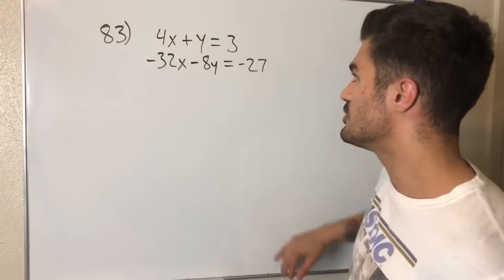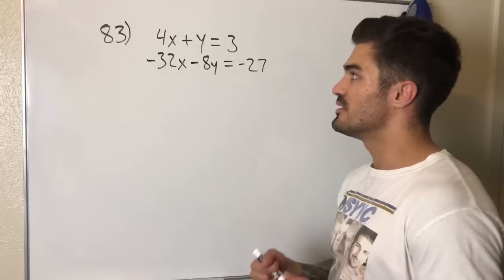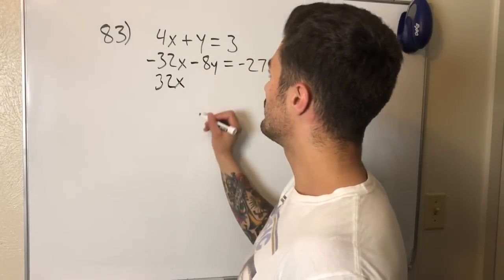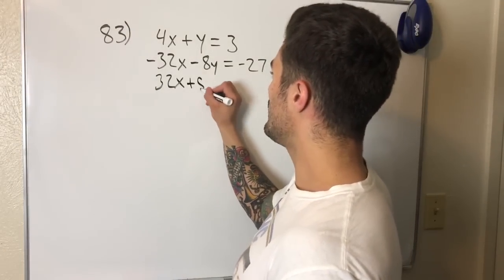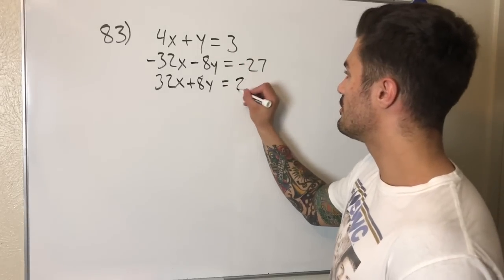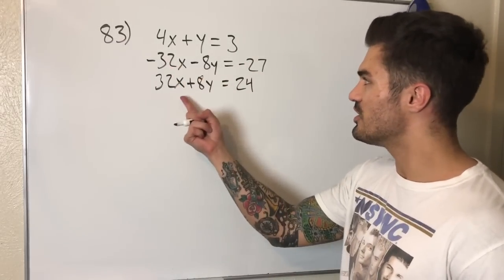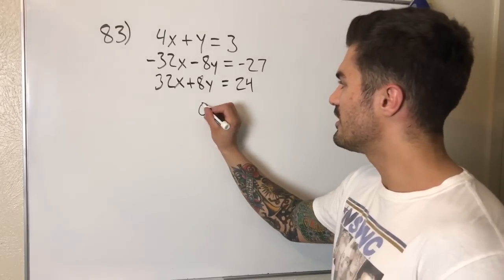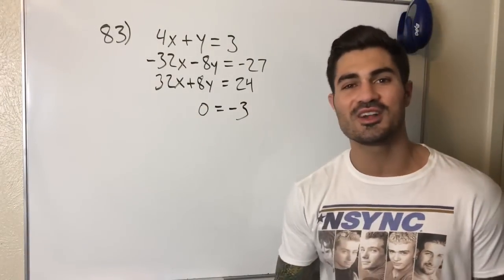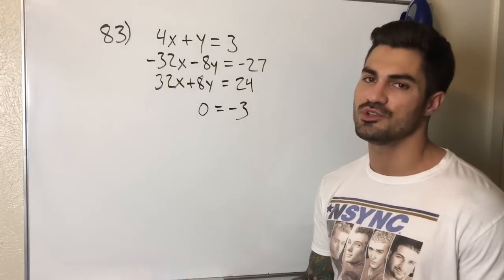Let's see, so we need to start with the process. I'm going to use elimination because I can just multiply this top equation by what? 8. And if I multiply that by 8, I get 32x plus 8y equals 24. And you can probably see what's going to happen now. This is gone. This is gone. I have 0 equals negative 3, which is nonsense. So this is an inconsistent system with no solution.